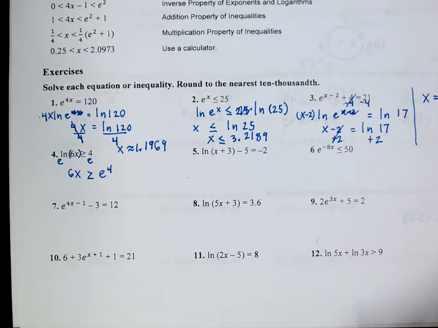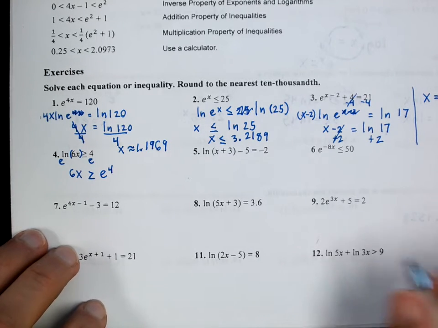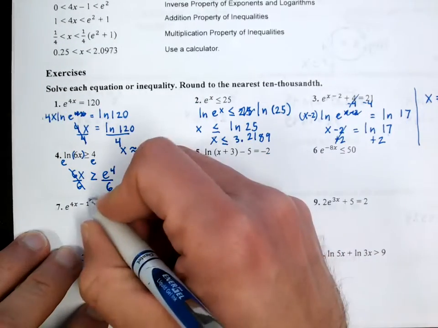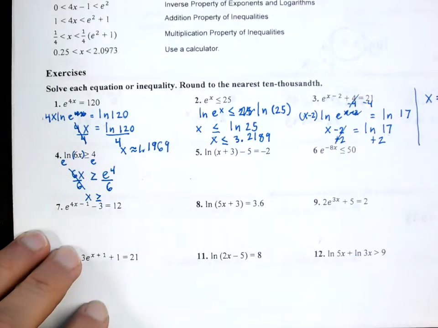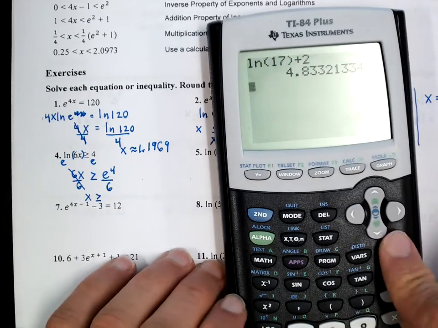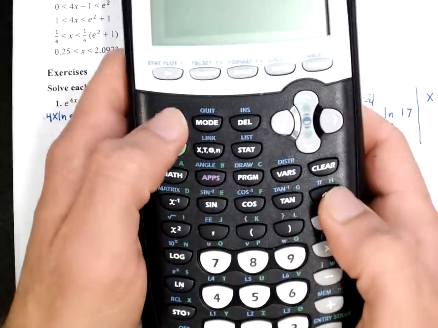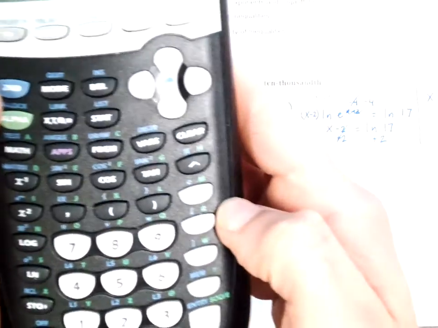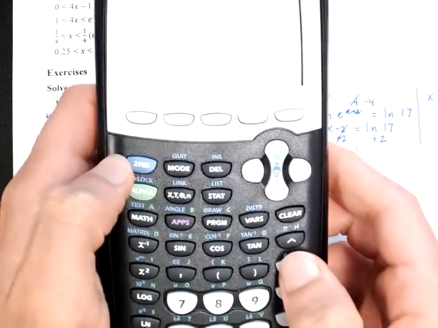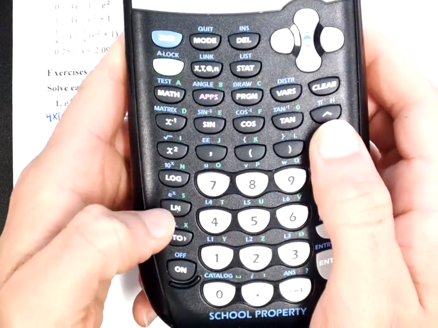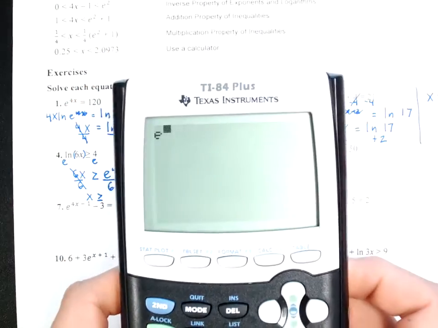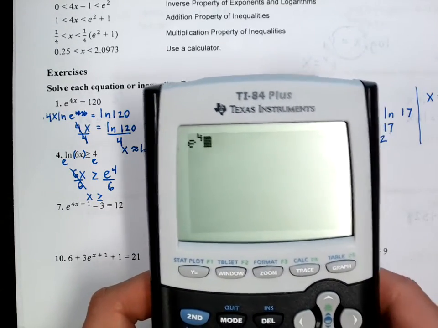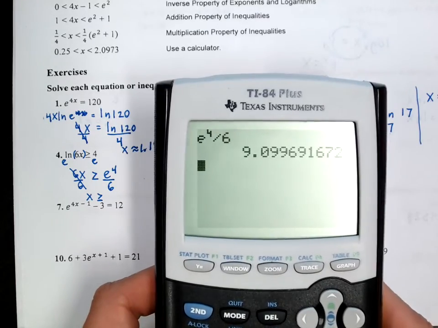Now that I have that, again I'm solving for x, so I'm just going to divide each side by 6. And on this one you definitely need your calculator. This would be x is greater than or equal to, well, we'll find out. If you want to get to that, there's 2 ways. You can press second and this one right here, which is the division sign. It's kind of hard to see on the camera, but there's a division sign. Or you can use second and where the natural log button is. So anyways, this would be e to the 4th divided by 6.